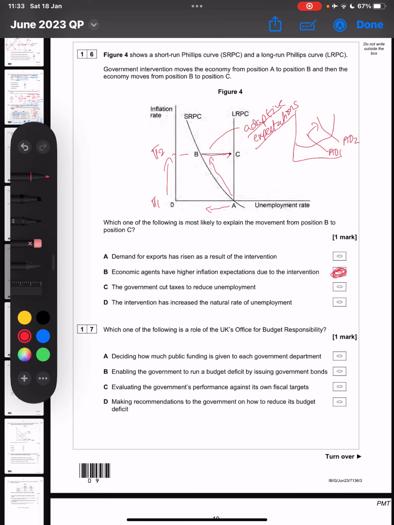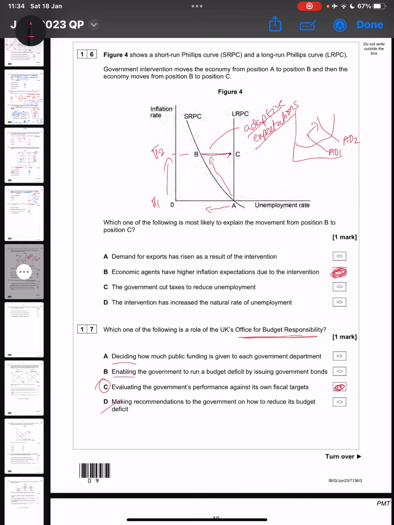Which of the following is the role of the OBR? This is like a fact checker. So I'm looking for something like this. Deciding, they don't make decisions about allocation. Enabling, they don't do that. Evaluating, yeah. So this is like the fact checker role, right? The government says, I'm going to have a budget deficit of 100 billion, and they're going to try and check that. Do they recommend? They don't, they just present the stats.